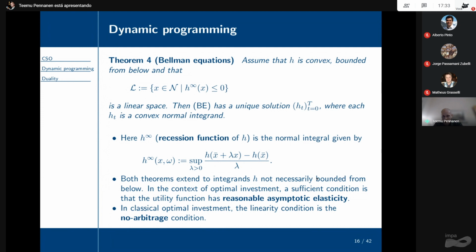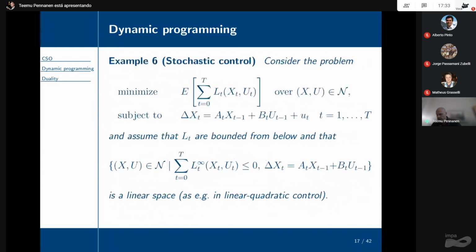And like I said, you can drop the lower boundedness. You can replace that by a condition that in the classical financial utility maximization becomes the so-called reasonable asymptotic elasticity introduced by Kramkov and Schachermayer. That will be enough instead of boundedness. And then if I have a couple of more minutes, I return to this.